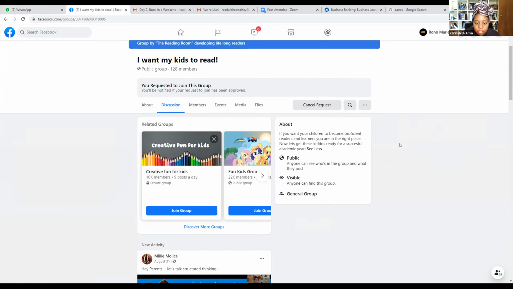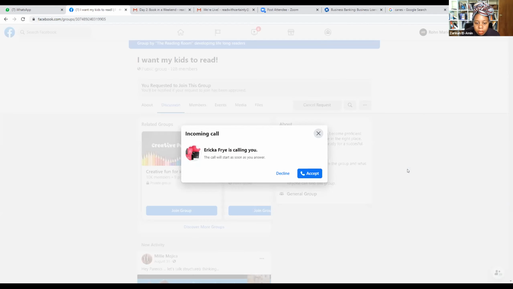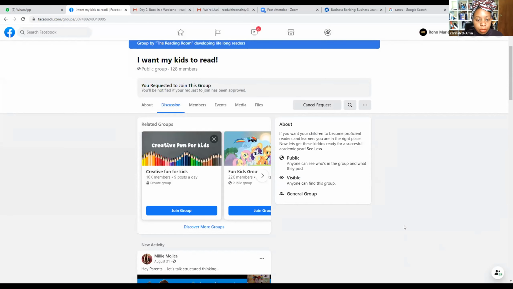Not much. Okay. If you want your children to become proficient readers and learners, you're in the right place. Okay. So great. So good. So that's a group. And now it's true.